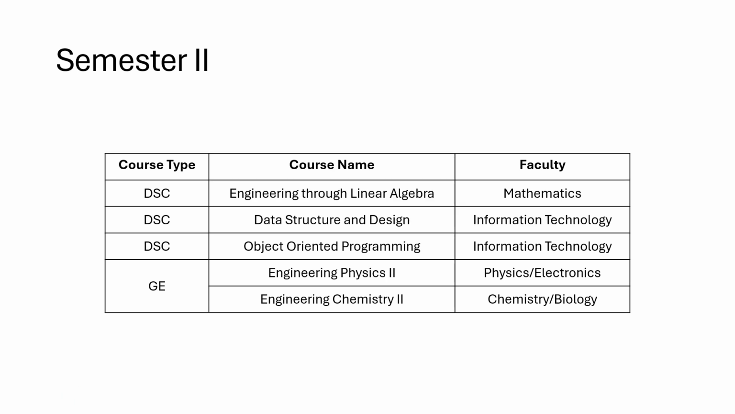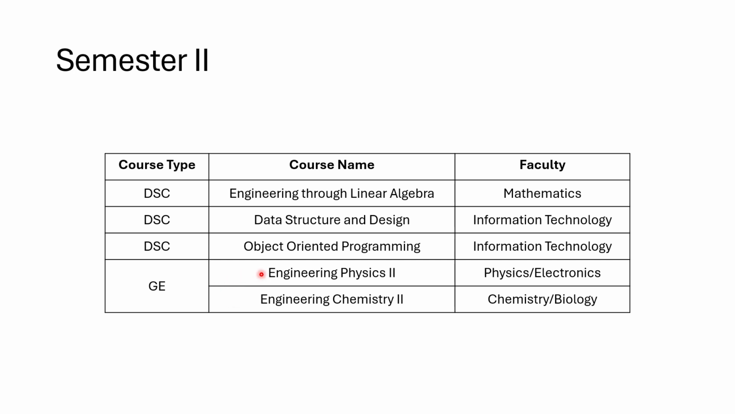As we go to semester 2 here, from mathematics, under DSCs or the core courses, you have engineering through linear algebra, and from now on, for quite some time, you will have two courses from IT in each semester. You have data structure and design. You have object oriented programming.